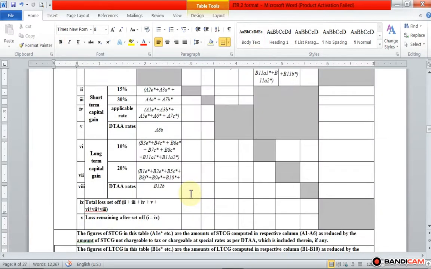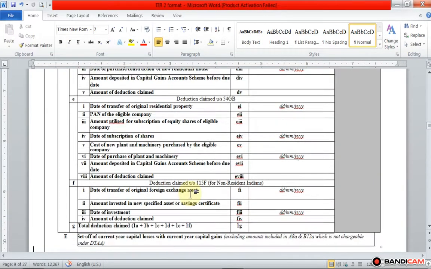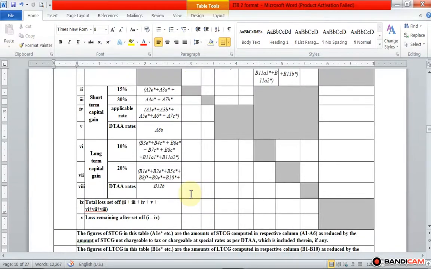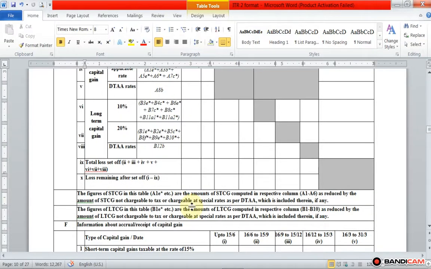Okay, then here short term capital gain and long term capital gain taxability, that is 15%, 30% applicable rate. Okay, then total loss set off. So here loss set off and carry forwarded is recorded in this column, that is 9 number column. Okay, then here the figures of STCG in this table A1E etc. are the amount of short term computed in respect of column A1 to A6 reduced by the amount of short term capital gain not chargeable to tax or chargeable at special rate as per the DTAA.